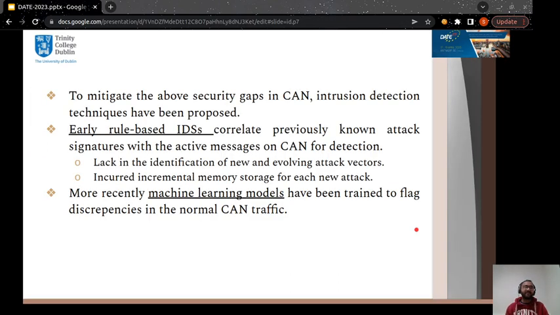The existing solutions that have been proposed to mitigate these vulnerabilities are in the form of intrusion detection systems. Early intrusion detection systems were rule-based, which meant that they could not identify new attack vectors. They also incur incremental memory storage for each new attack. Machine learning models have thus been explored as intrusion detection systems due to their generalizable nature.